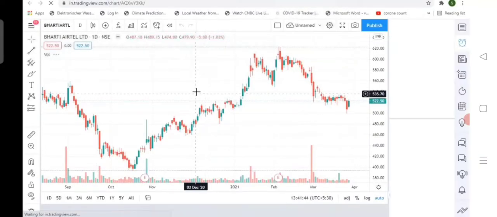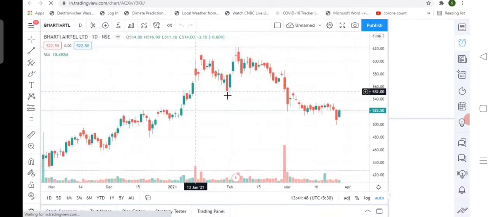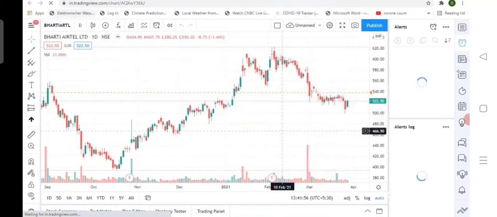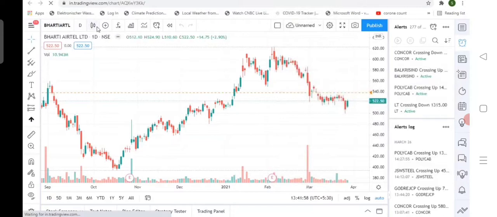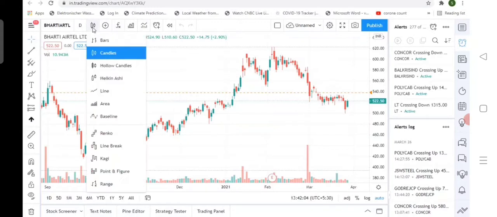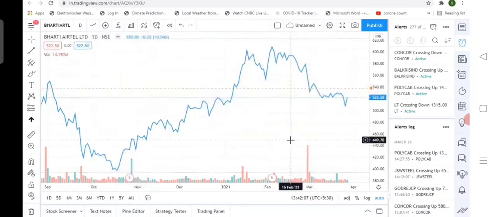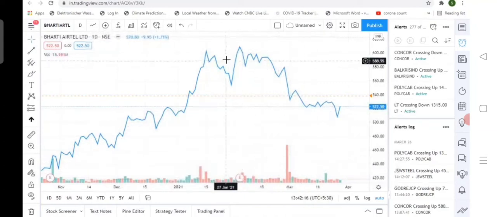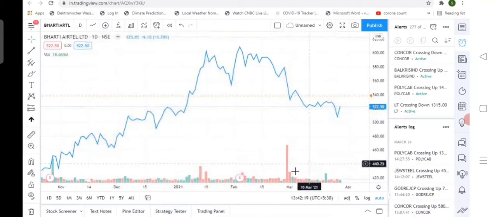Now always remember, when we are talking about charts, what are charts? Charts are basically price over time. This is called a candlestick chart. I will begin with the more basic form of chart, that is the line chart. Now what is a line chart? This is the daily chart. I will start with the daily chart, and this is the volume part. So a chart has only two elements: price over time and volume over time.